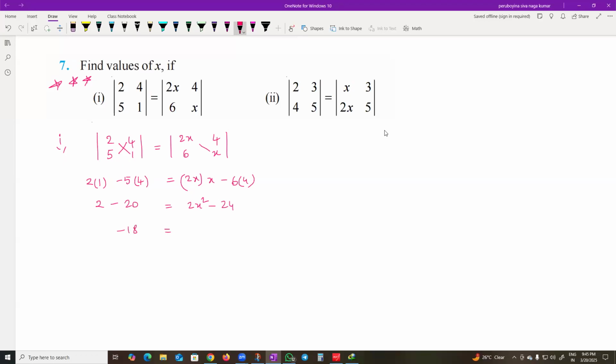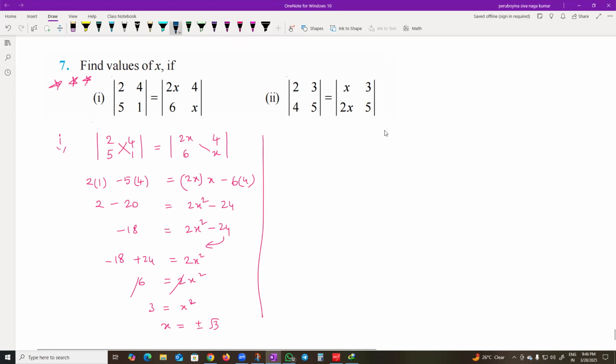So 2 minus 20 equals 2x square minus 24. This is minus 18. And here we got 2x square minus 24. If you move minus 24, minus 18 plus 24 equals how much? This value is 6, of course, and it is 2x square. 2 and 6 cancel, giving 3. x square is equal to 3, which means x is plus or minus root 3. You should write plus or minus root 3. In the same way, you can try the second question and tell me the answer.